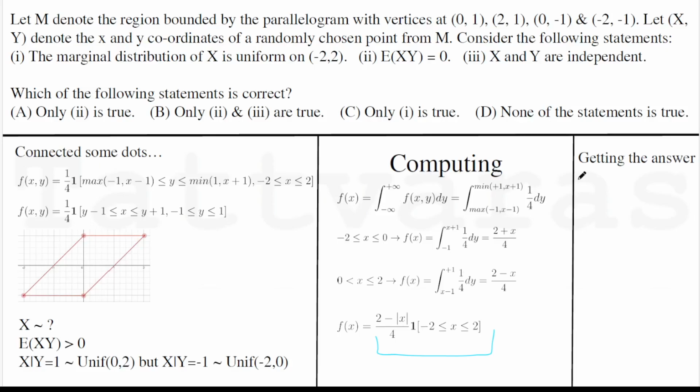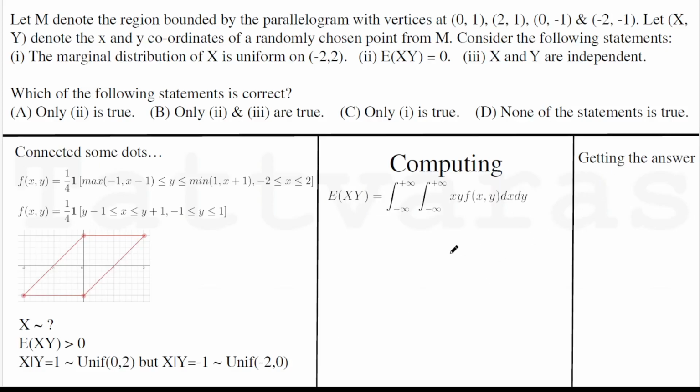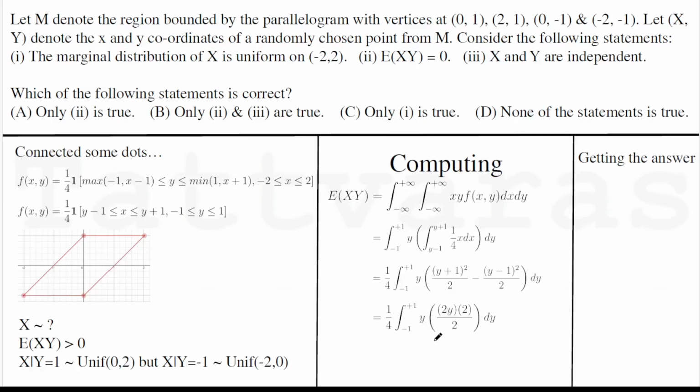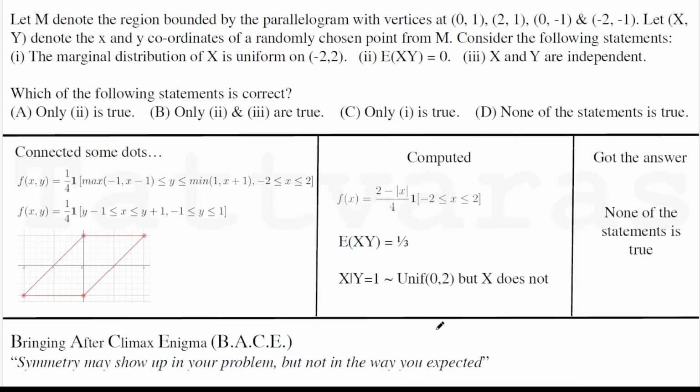And so none of the options are true, that's it. But in order to make things more formal, you can also compute the expectation of XY with the standard formula. Because this path is easier, you can go this route, and you eventually end up finding the expectation to be 1/3. And X given Y is uniform, but X is marginally not uniform at all. So hence X does depend on Y. And that's why we see that none of the options are true.